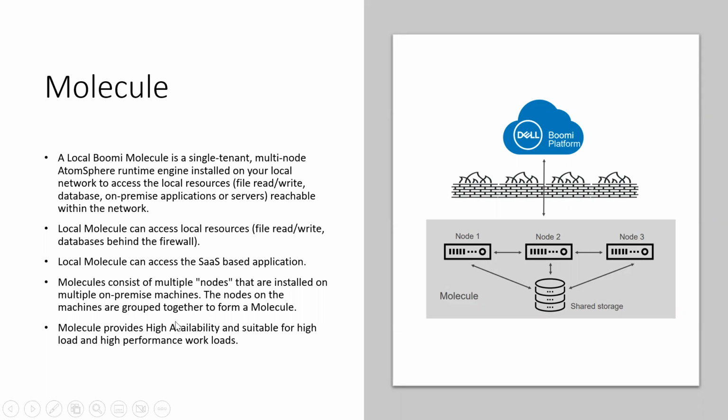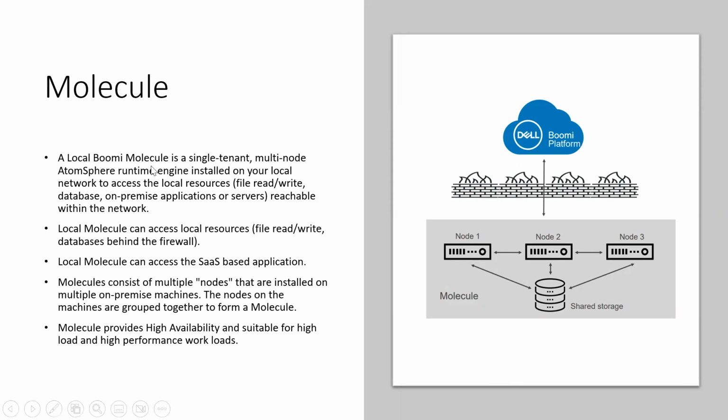So a molecule is nothing but multiple nodes that are installed on multiple on-premises machines. When the nodes have been grouped together, that is known as the molecule, and they are clustered. Generally it is suitable for high availability and traffic distribution. It is generally used for very high workloads. So this is where a molecule comes into the picture whenever you want a highly available network and high performance infrastructure, and you can go with molecules.